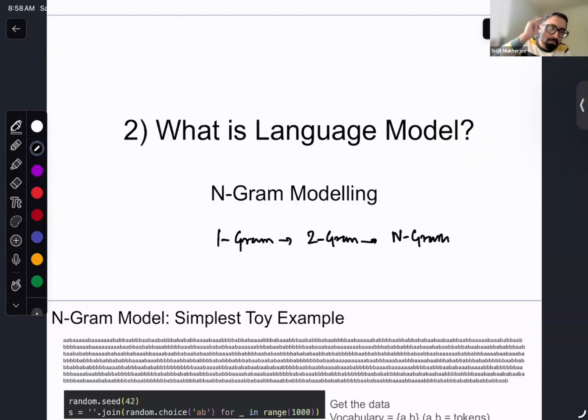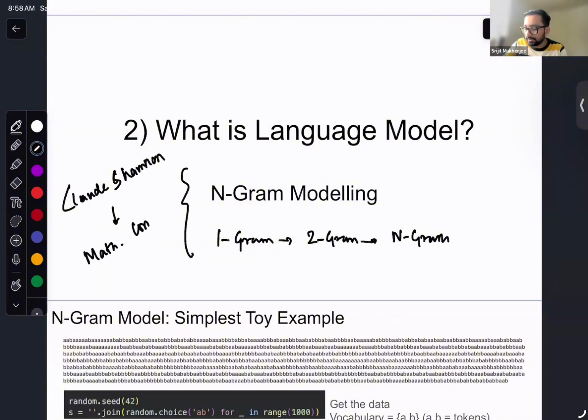And this is exactly the same modeling that Claude Shannon used for building that mathematical framework for communications. He was the first person to do this modeling on language data.